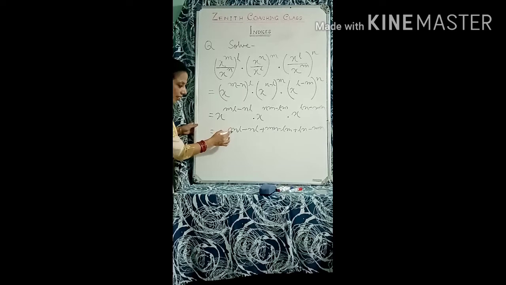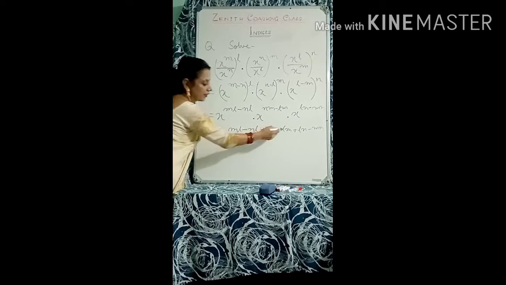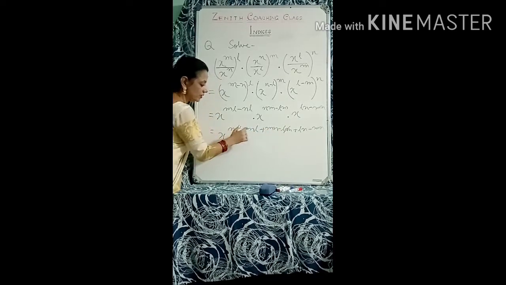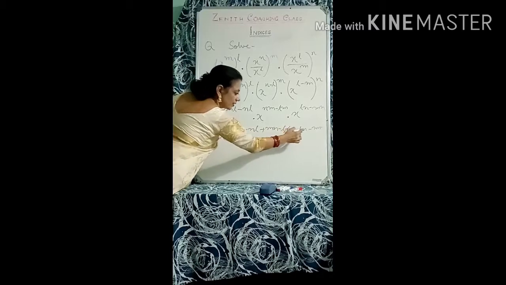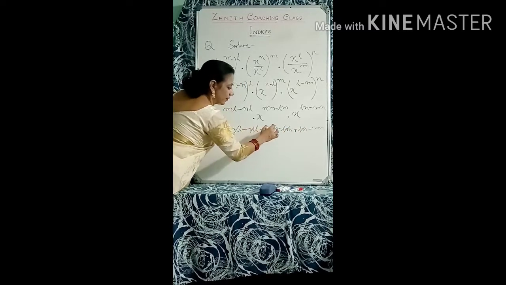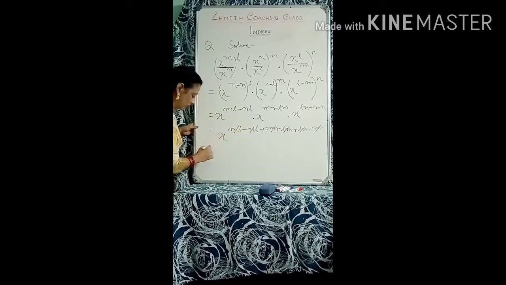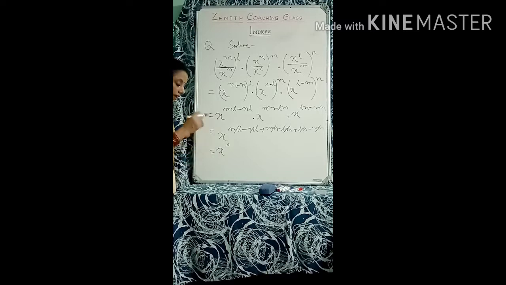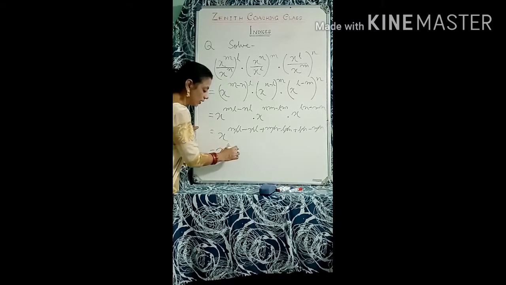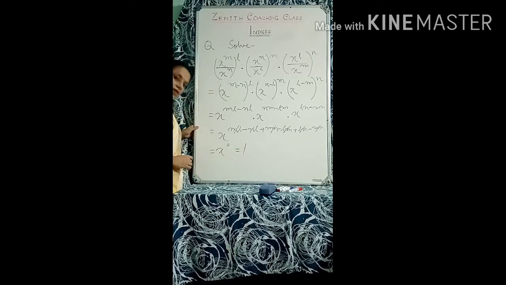Okay, here is plus ml and here is minus ml, cut. Here is minus nl and here is plus nl, cut. And here is plus mn, here is minus mn. So there is nothing. So what you have to write? x to the power 0. So anything to the power 0 equals 1. Understood the sum? Okay. So observe the sum.